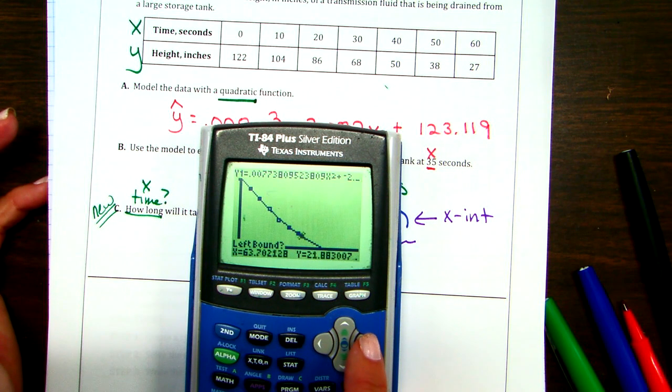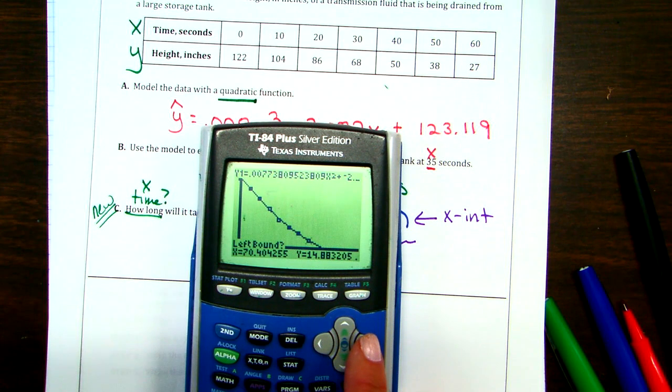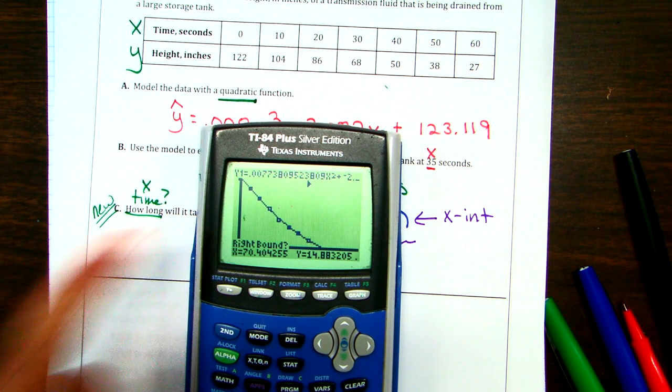As long as we are to the left of the point, which we are, in all these points as I'm moving, I could hit enter on any of them. Any point to the left is fine. So I'm just going to stop here and hit enter. Now it's asking for right boundary.